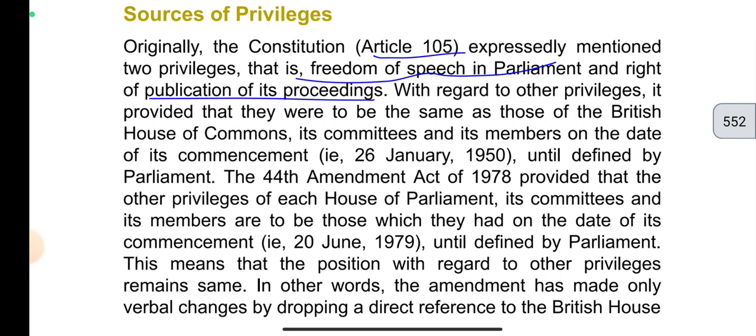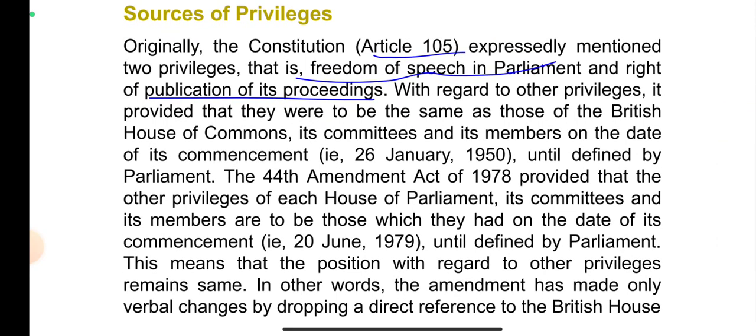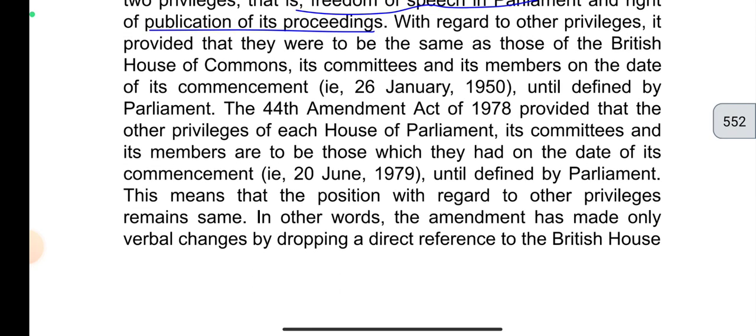Sources of privileges. Ordinarily, the Constitution, Article 105, expressly mentioned two privileges, that is, freedom of speech in Parliament and right of publication of its proceedings. With regard to the other privileges, it provided that they were to be the same as those of the British House of Commons, its committees and its members on the date of its commencement, 26 January 1950, until defined by Parliament.